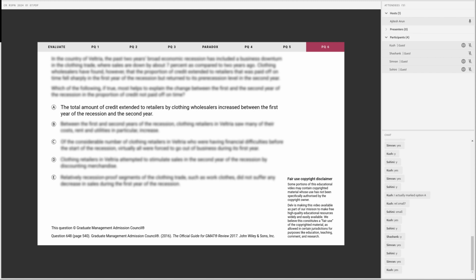Quick check. Let me have a yes on this if we're comfortable with why A is out. Okay, I've got a few yeses on this. So this is a bit of a warm up for option C, but let's take a look at B.